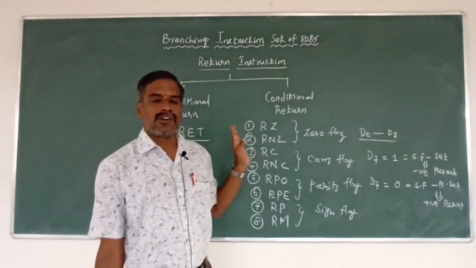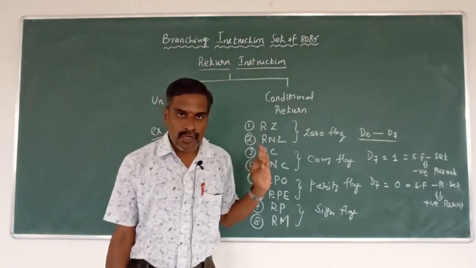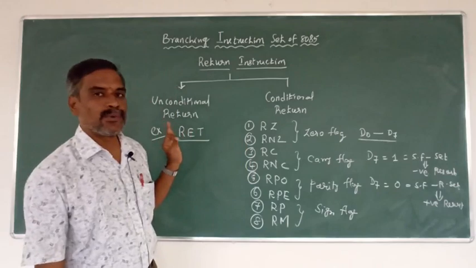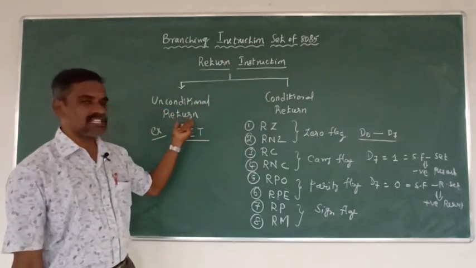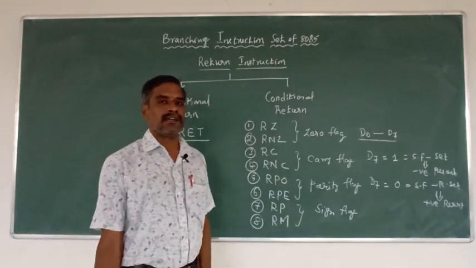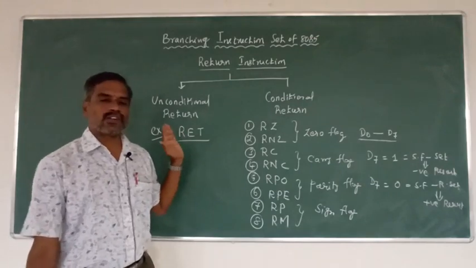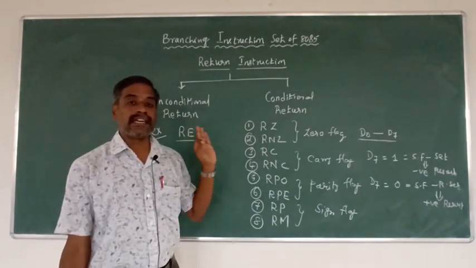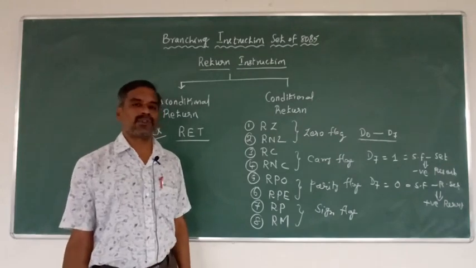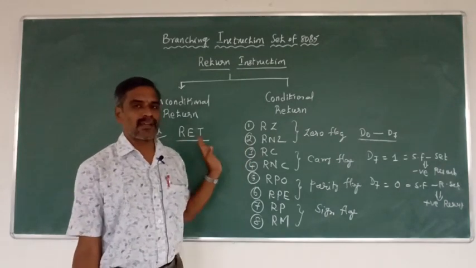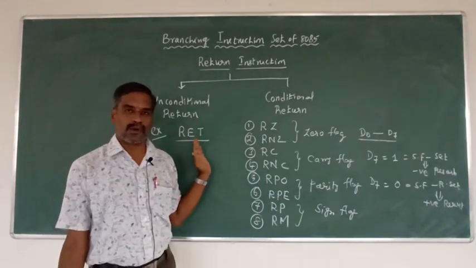We always have to write a return in the subroutine program. There are two types of return: the first one is unconditional return and the second one is conditional return. In unconditional return, we always have to write it at the end of the subroutine program. Then only it will return back to the main program. Otherwise, it will remain in the subroutine program itself.